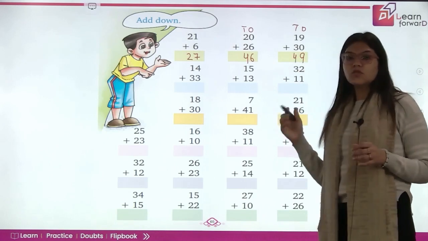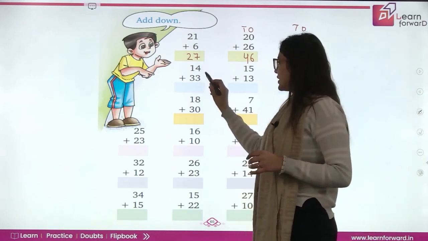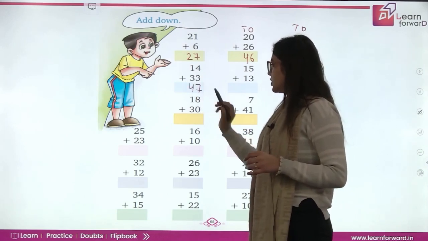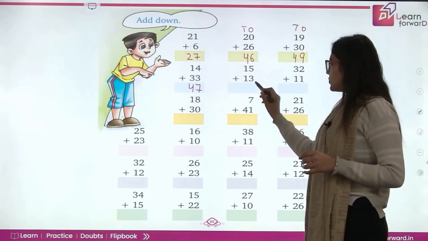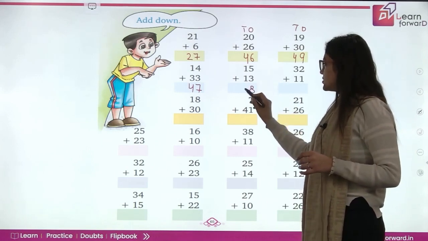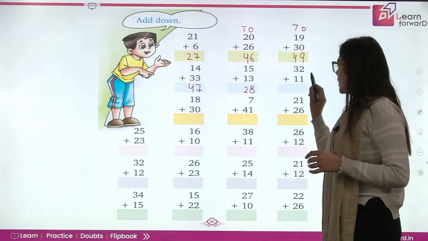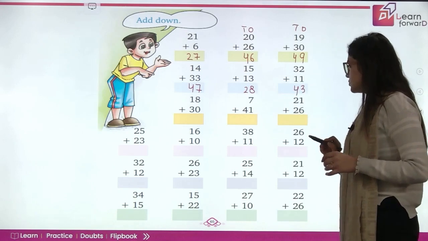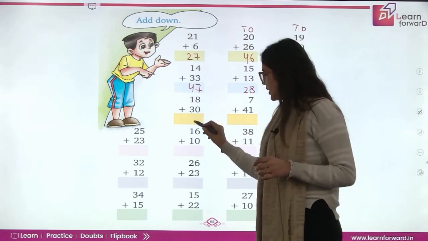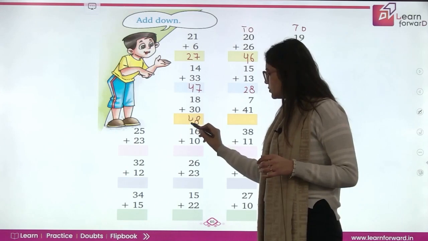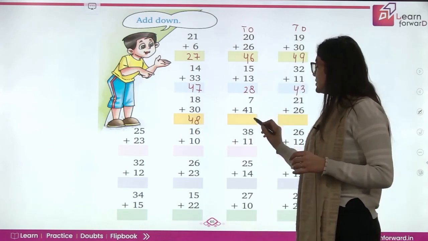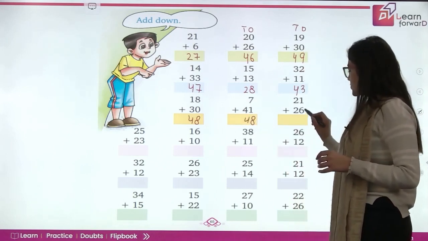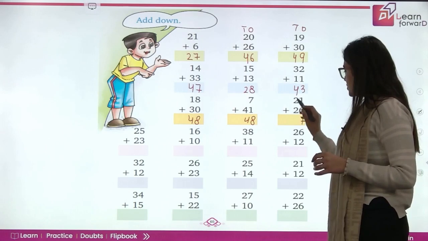Now first right side, 4 plus 3, 4 plus 3 is 7, 3 plus 1, it is 4. So answer is 47. 5 plus 3, it is 8, 1 plus 1 is 2. So answer is 28. Now 2 plus 1 is 3 and 3 plus 1 is 4. 8 plus 0, 8, 3 plus 1, 4. 7 plus 1 is 8 and 4 comes here as it is. 6 plus 1, 7, 2 plus 2, 4.